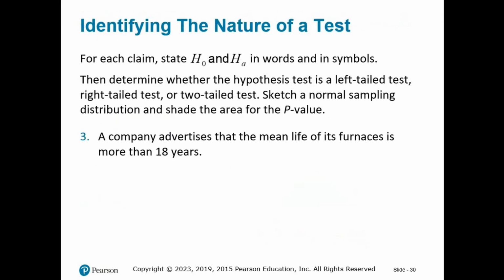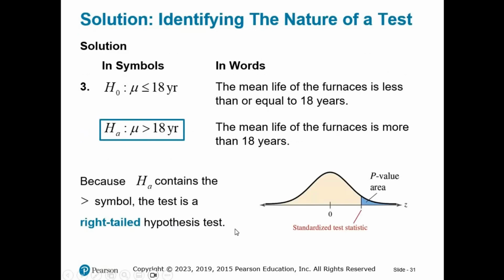Last one, number 3. A company advertises that the mean life of its furnaces is more than 18 years. Which type of test is this one? We had to start with the alternative hypothesis for this one too, because it's dealing with more than 18 years, so greater than 18 years. That tells me we're dealing with a right-tailed hypothesis test, and the area of the graph shaded for the p-value is to the right of the standardized test statistic.